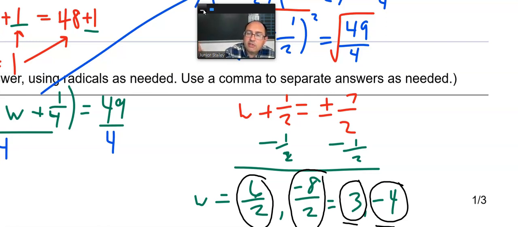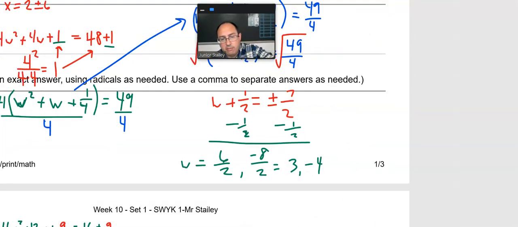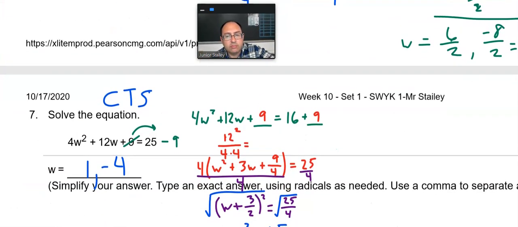Let's move to the next one. You can pause it if you want to copy. I understand. But I'm already way over what I need to be. Whoa, whoa, whoa, where'd it go?